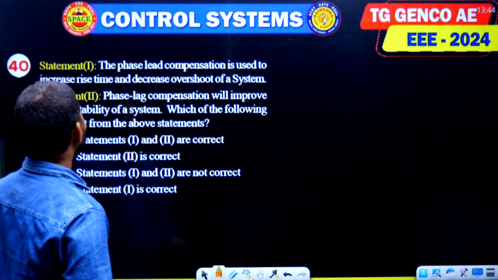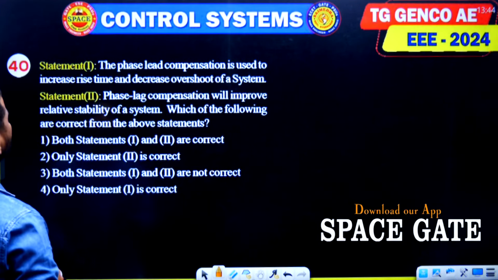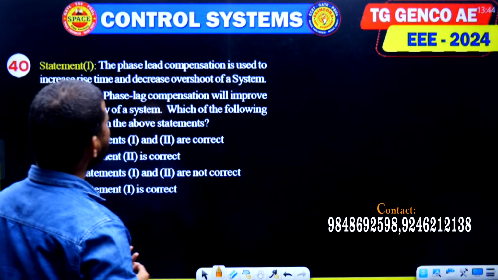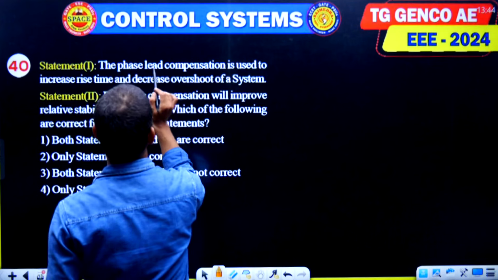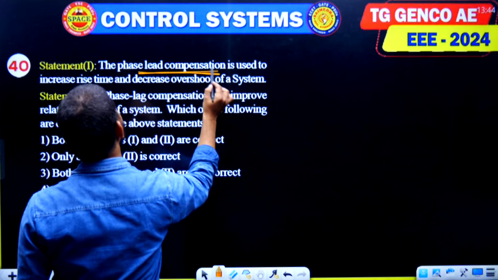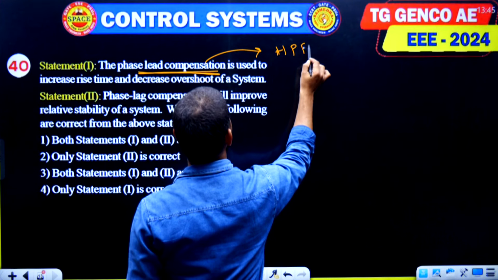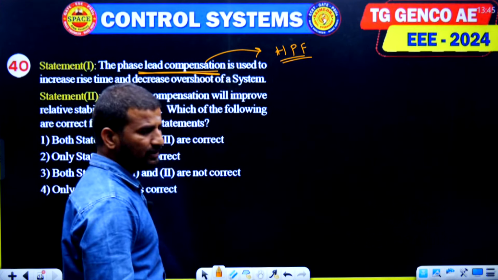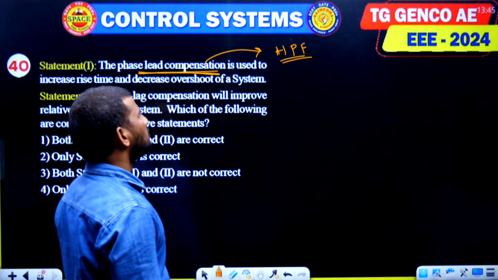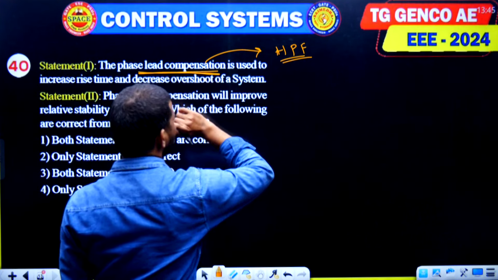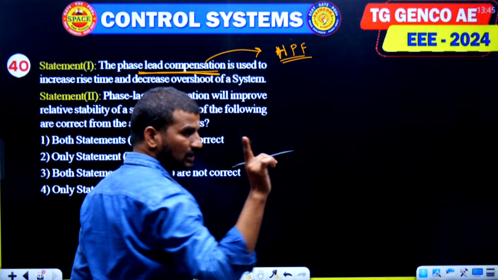So let us see. The first statement is: the phase lead compensation is used to increase the rise time and decrease overshoot of the system. Let us see this lead compensator. Lead compensation generally acts as a HPF. We'll discuss this. The lead compensator behaves like a high pass filter. That is the first observation.